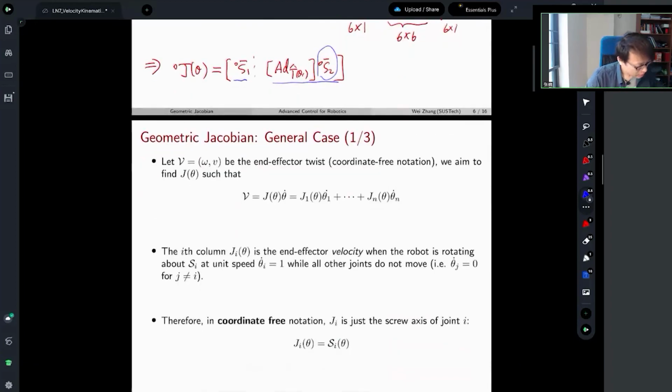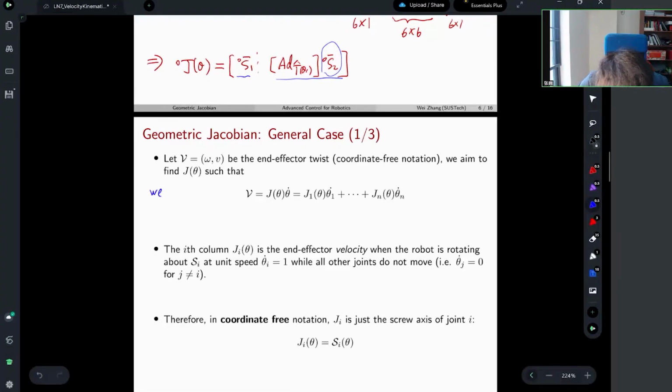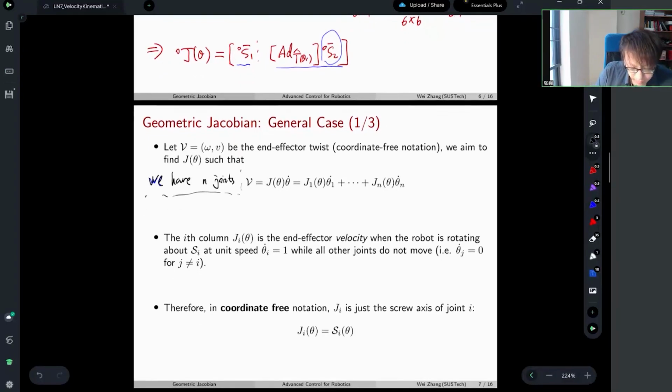Okay, let's talk about the general case. I think we don't need to say too much about the general case now. I think everyone can generalize in your mind now. So again, in coordinate-free form, let's say now we have n joints, not 2 anymore. That was the example. And the geometric Jacobian is nothing but J1(theta), the first column, J2(theta), all the way to Jn(theta), times theta 1 dot, all the way to theta n dot.